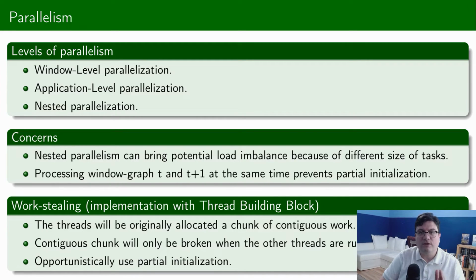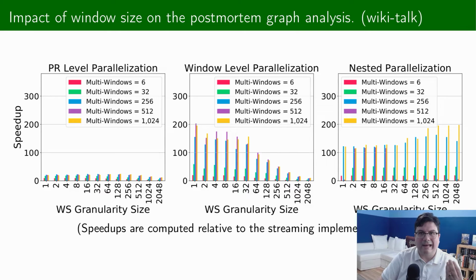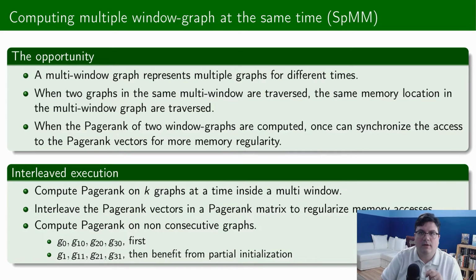For these reasons, we use a work-stealing engine to manage our parallelism. At first, threads will be allocated a chunk of contiguous work. It enables partial initialization for most of the window graphs. And eventually, contiguous blocks of work will be broken down to ensure load balance. Looking at performance results highlights that nested parallelism performs better in almost all situations. Also, using a larger number of multi-window graphs is usually preferable as long as the memory overheads are kept in check.